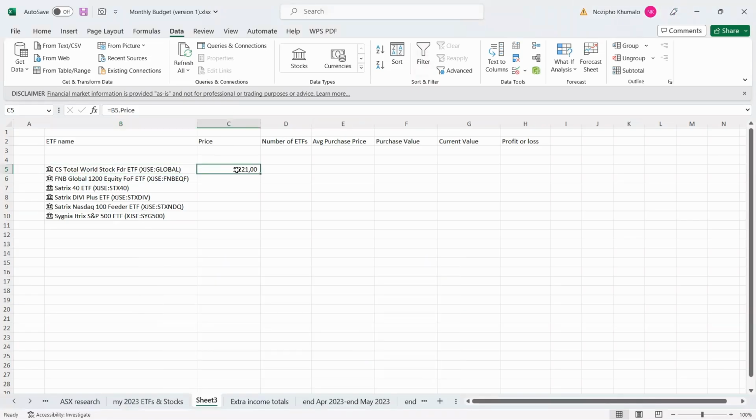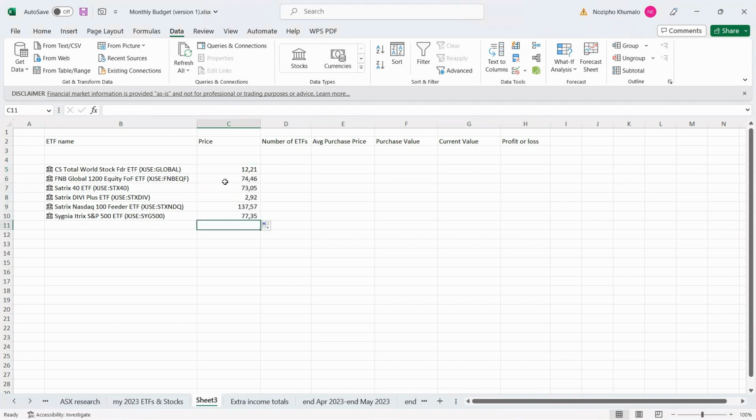So what I'm going to do is divide that price by 100, because that's how you convert cents into rands. You have to divide. So you see, when you divide by 100, you get 12 Rand and 21 cents, which is a little bit closer to the price that we saw on EasyEquities. Now, I need to do the same for all the other ETFs. Luckily with Excel, that's easy. You just need to drag that cell and release.